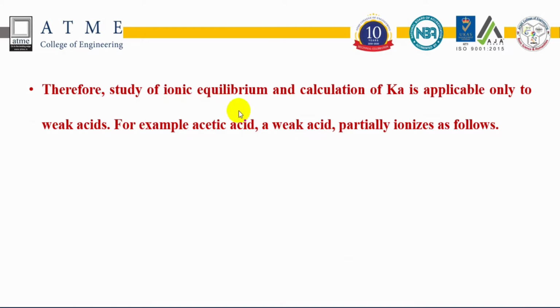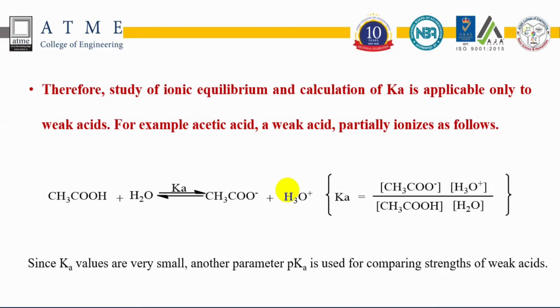So therefore the study of ionic equilibrium and the calculation of Ka is applicable only to weak acids. So we generally calculate the dissociation constant only for weak acid. For example, acetic acid is a weak acid as shown in the earlier equation, which partially ionizes when dissolved in water. Hence, the dissociation constant of weak acid is required to measure.